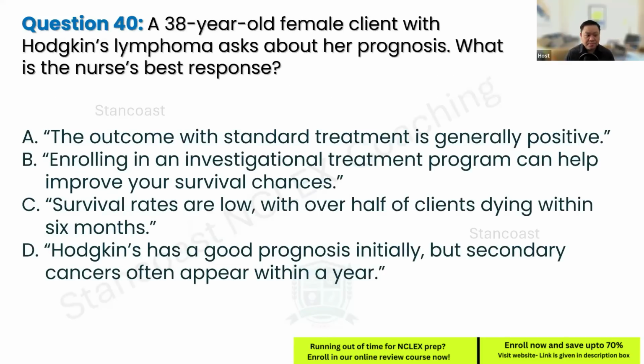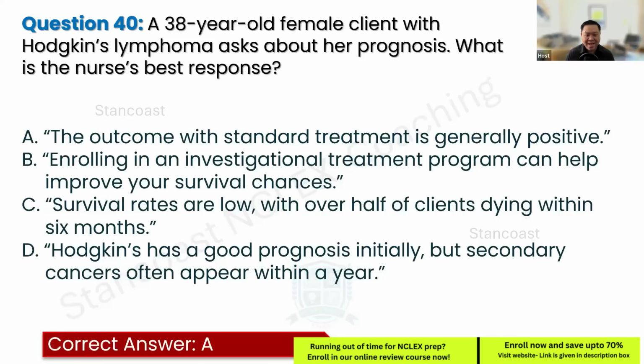Let's have number 40. A 38-year-old female client with Hodgkin's lymphoma asks about her prognosis. What is the nurse's best response? A. The outcome with standard treatment is generally positive. B. Enrolling in an investigational treatment program can help improve your survival chances. C. Survival rates are low, with over half of clients dying within 6 months. And D. Hodgkin's has a good prognosis initially, but secondary cancers often appear within a year. The correct answer here is letter A.